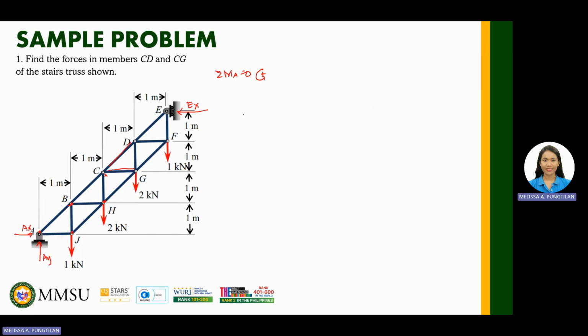Summation of moment at A, so we have EX, counterclockwise motion, EX, multiplied by the moment arm, so we have 4 meters. Next, may mga external forces tayo naka-apply dito sa baba. So clockwise motion naman, so minus 1 kilonewton by 4 meters. Next, minus 2 kilonewton by 3 meters. Minus 2 kilonewton by 2 meters, and then minus 1 kilonewton by 1 meter is equal to 0.